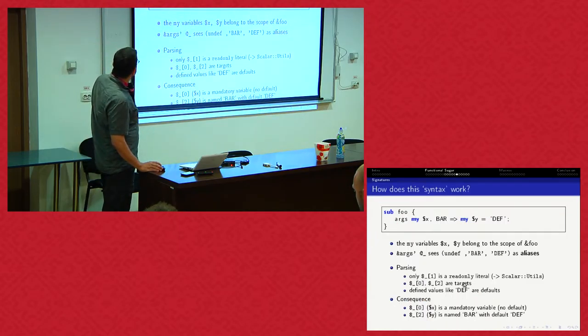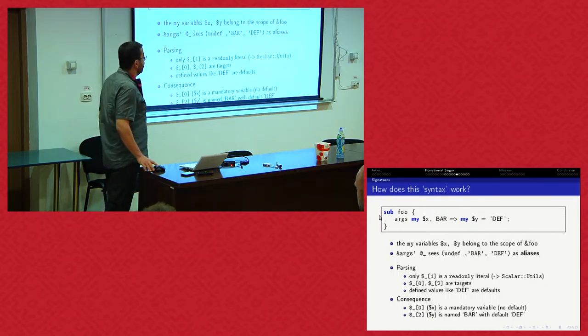Foo is just one function I call, and it gets args. My $x is a positional variable which has to be set, and this is a named variable, bar, and has to set the variable $my. So the my variables, $x and $y, belong to the scope of foo. You get it?